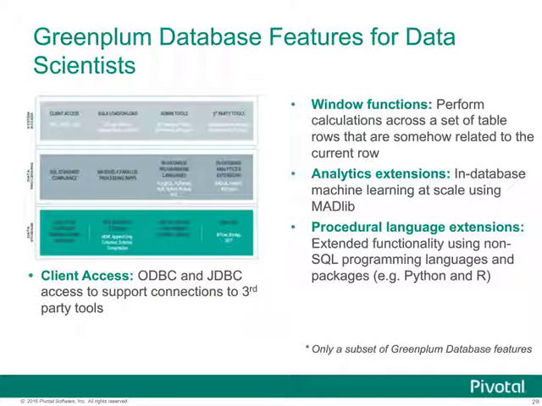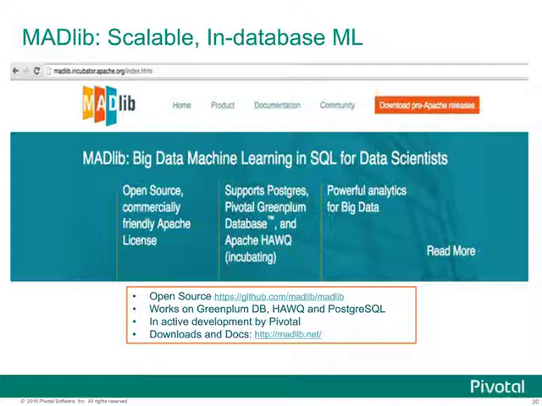As I mentioned, MADlib is an in-database machine learning library that works with Postgres and Greenplum. You can basically run a bunch of different models. There's everything from regressions to decision trees to clustering algorithms available. And you're basically just calling it from the SQL interface. It's an Apache Foundation project now, and you can see more about it on the website.